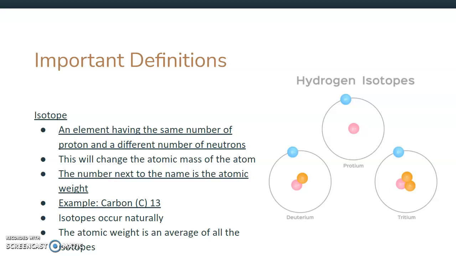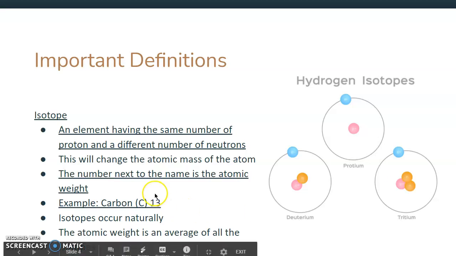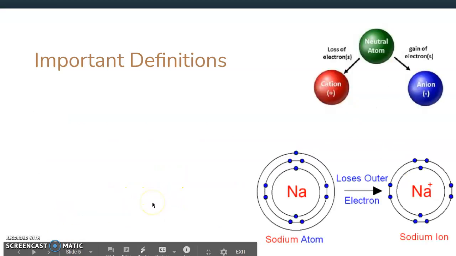That's always why our atomic weights have a few extra decimal points, but the important thing is that when we're doing an isotope problem, our atomic weight is given to us by putting it next to the name.